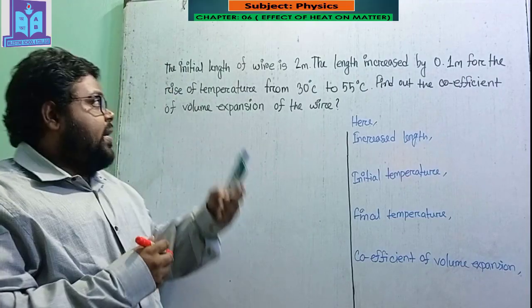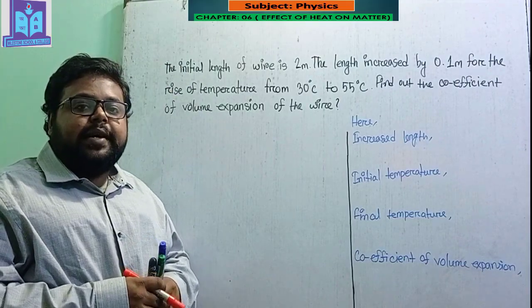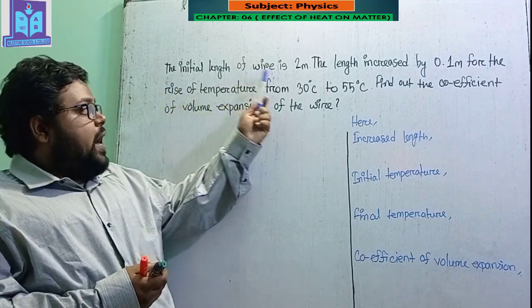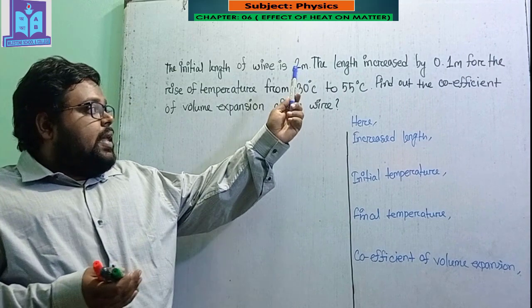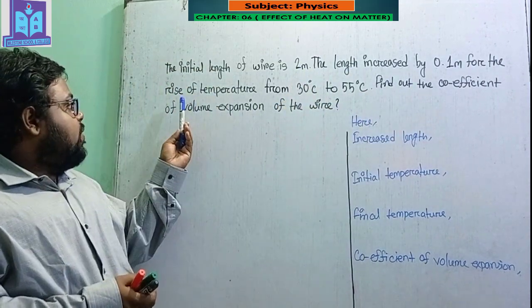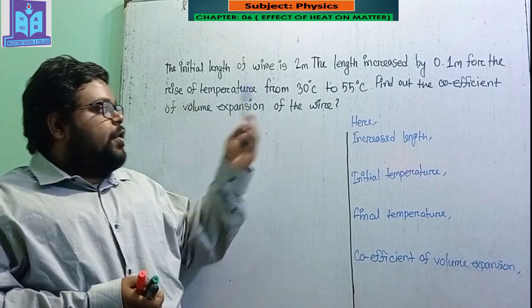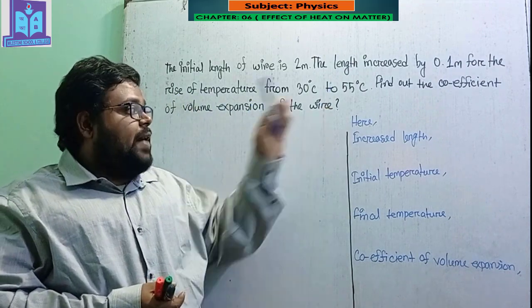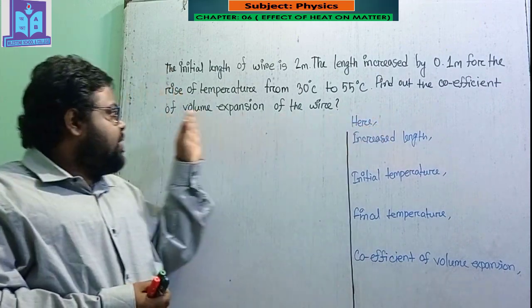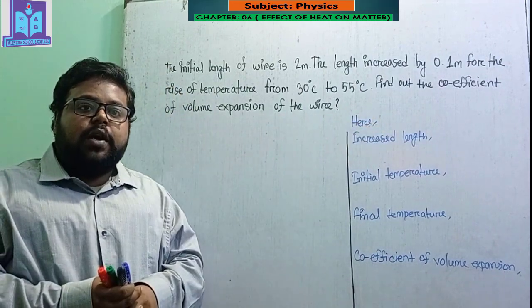Student, our next mathematical problem is here. The initial length of a wire is 2 meter. The length increased by 0.1 meter for the rise of temperature from 30 degree to 55 degree Celsius. Find out the coefficient of volume expansion of the wire.